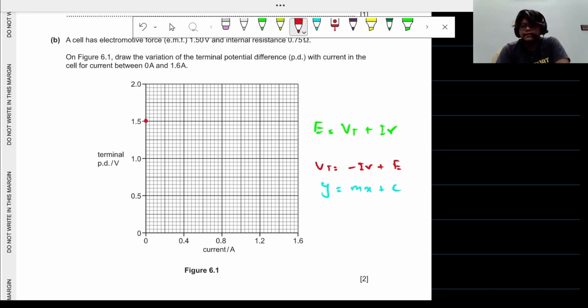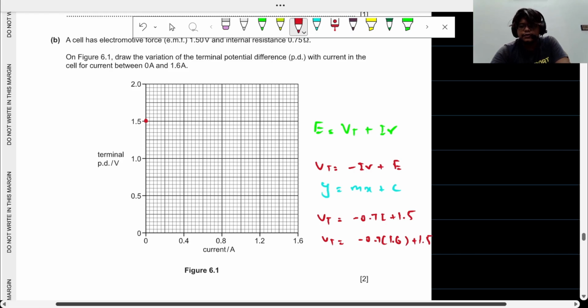So I have an internal resistance of 0.75. That is my gradient. So your equation would be y equals minus 0.75x, or Vt equals minus 0.75 I plus 1.5. So this is my equation of the straight line according to my given values. Now I need one other point to plot the graph. So you can take any value for the current, right? Let's say I take the value of 1.6 for the current. So Vt is equal to minus 0.75 into 1.6 plus 1.5.